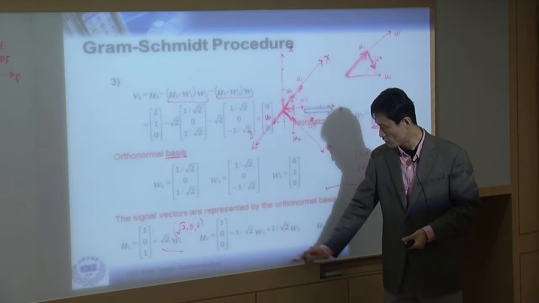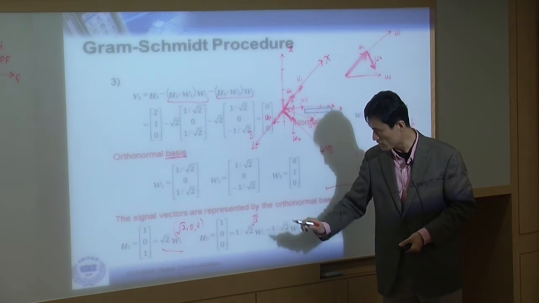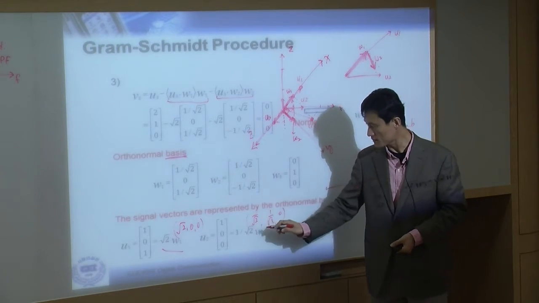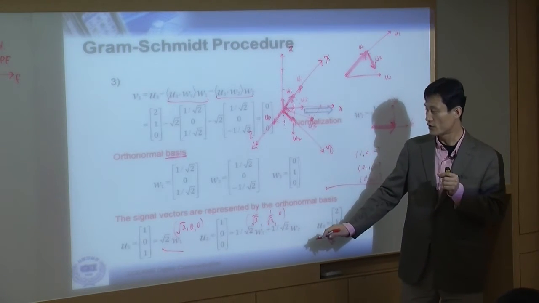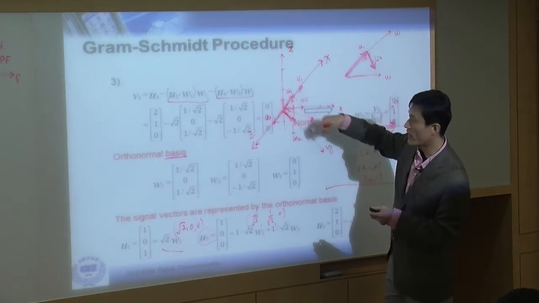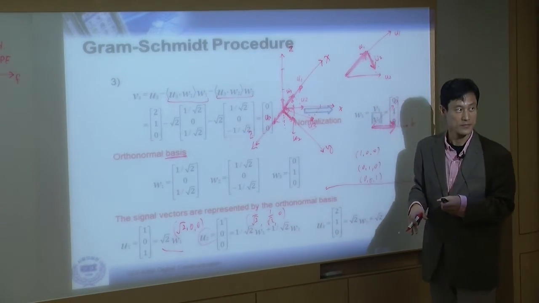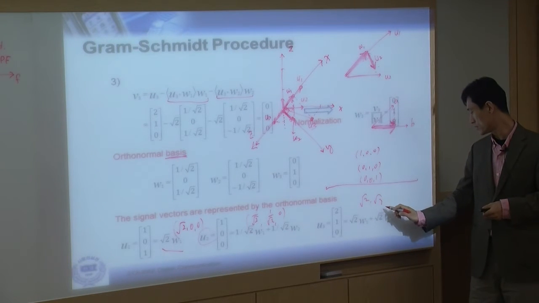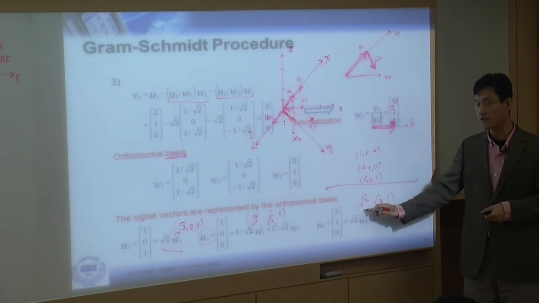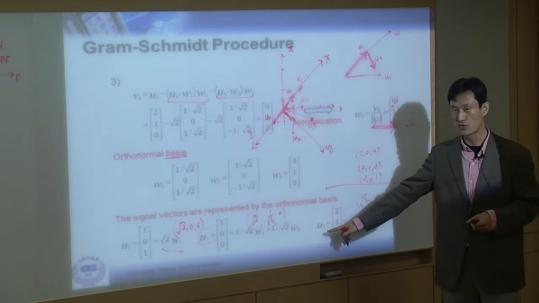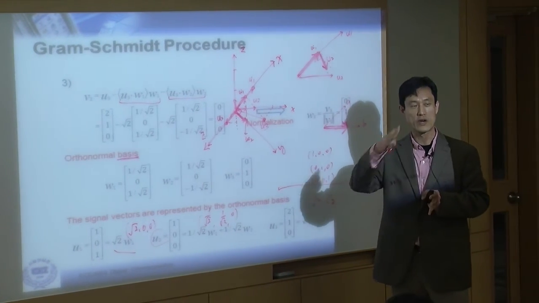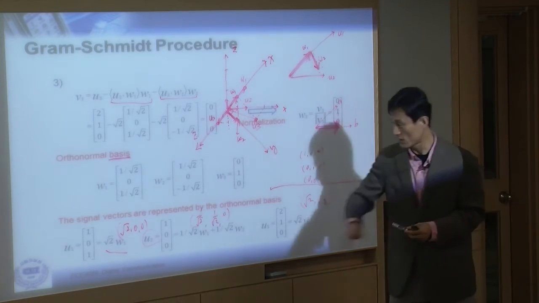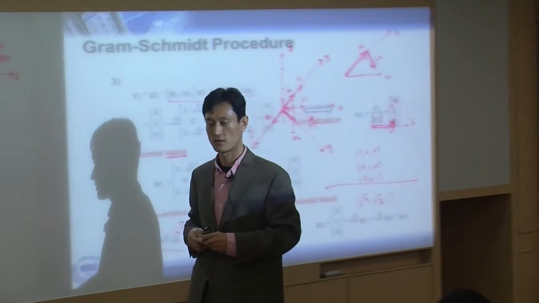Where is the U2? U2 is 1 over W2, 1 over W2, 0. That's the position of U2 in the new XYZ system. Okay? U3 is also W2, W2, 1. That is the position of this U3 vector in the new XYZ basis system. That's what this means, the last one.